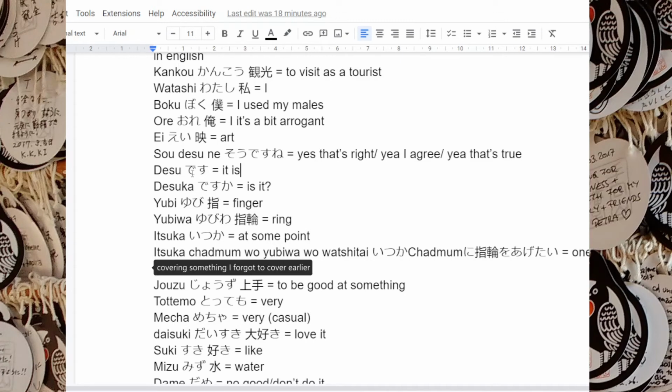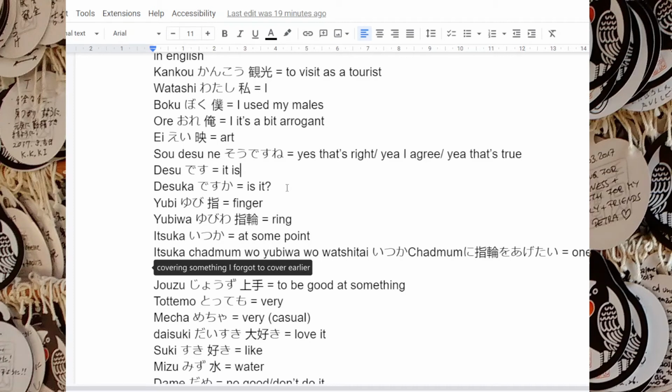Desu. It is. Everyone hears desu all the time. And then, of course, if you want to turn that into a question, is it? It would be desu ka. Just adding the ka at the end almost always makes something a question. I think pretty much always. So if you're not sure, add ka at the end and you can ask it.